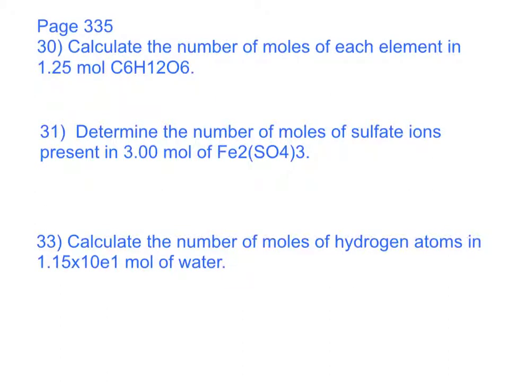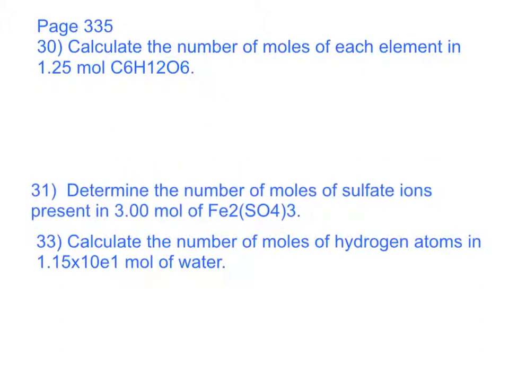All right, now it's time for some practice problems. I'm just going to do some assorted problems from your textbook starting on page 335. Problem 30 says, calculate the number of moles of each element in 1.25 moles of C6H12O6. I still haven't figured out how to do subscripts using Explain Everything, so bear with me. Hopefully you can figure out what the formulas are that we're working with.